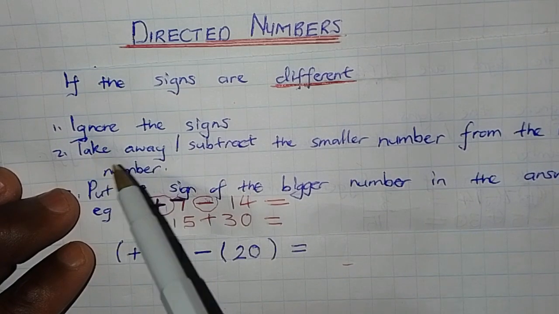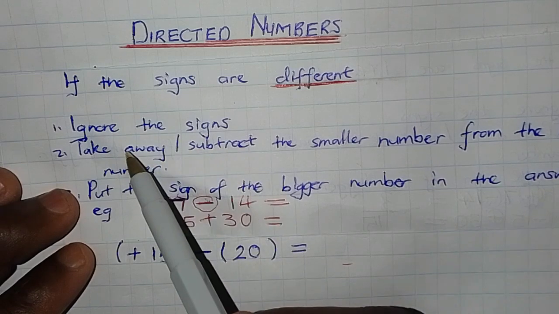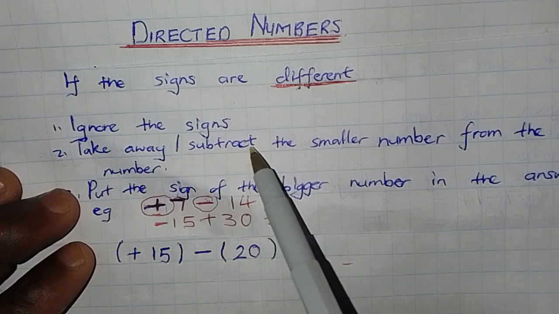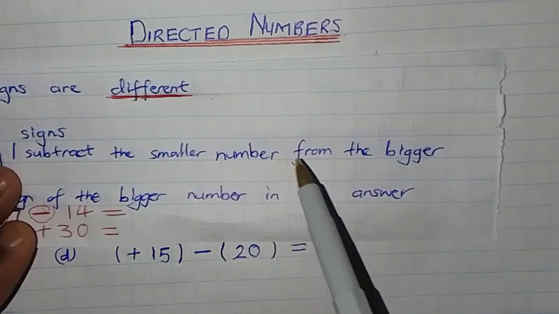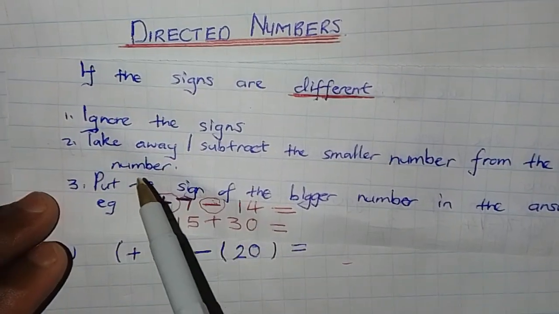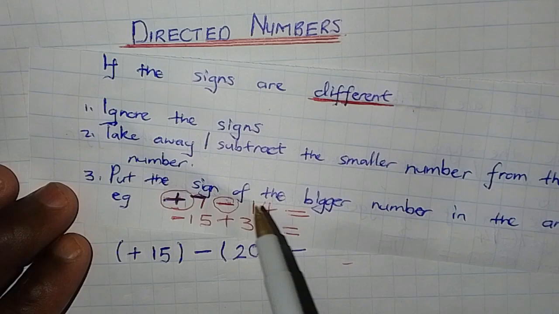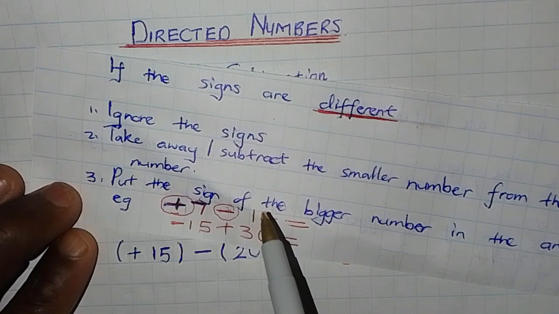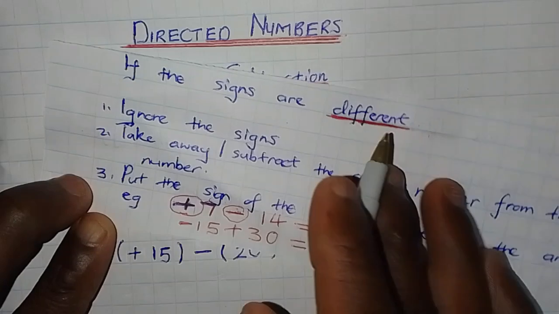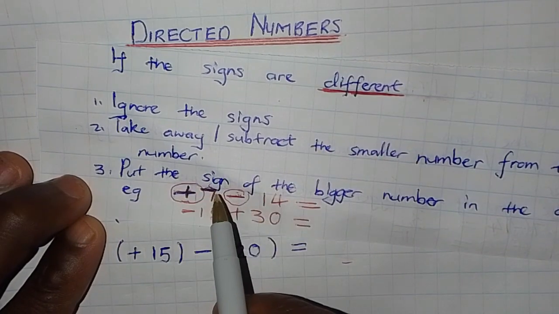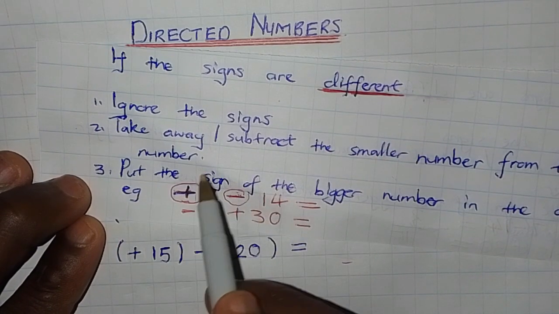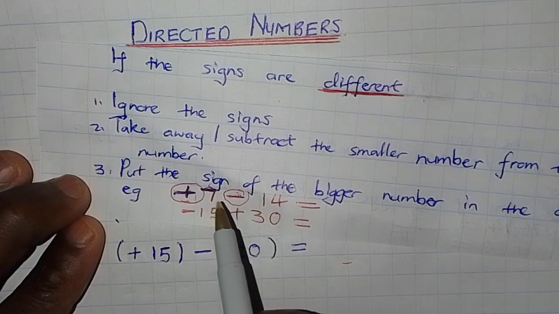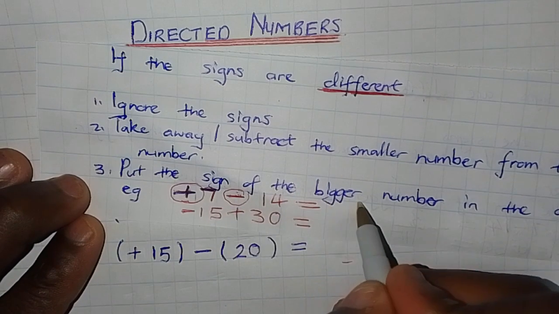Then take away or subtract. Remember, take away and subtract, they are the same in mathematics. Take away or subtract the smaller number from the bigger number, right? When we consider 7 and 14, we can see that the bigger number is 14 and the smaller number here is 7. So we now have to take away 7 from 14. 14 subtract 7. The answer is 7.